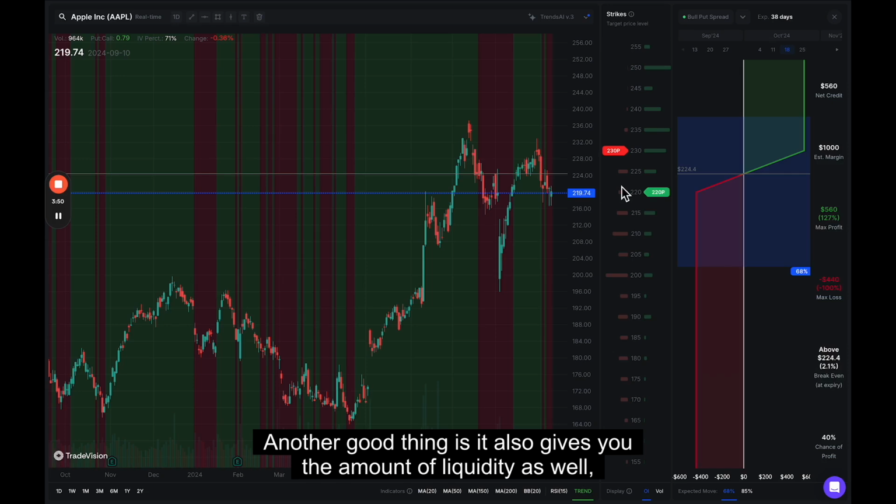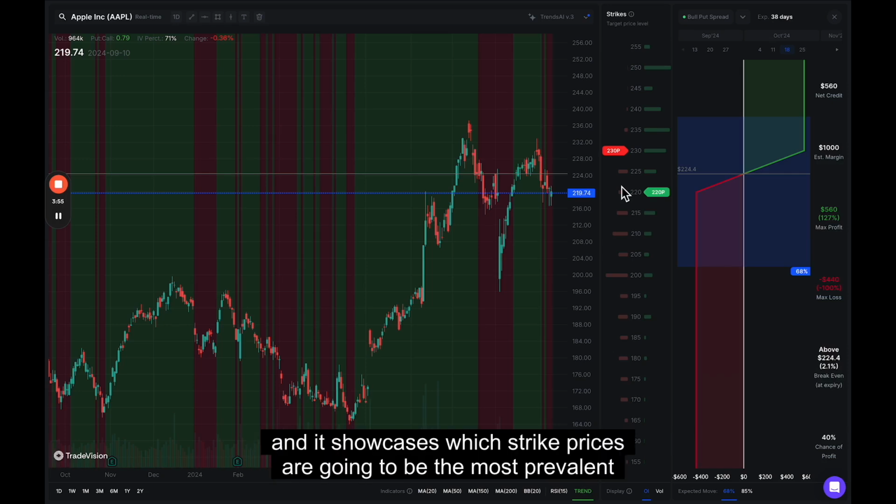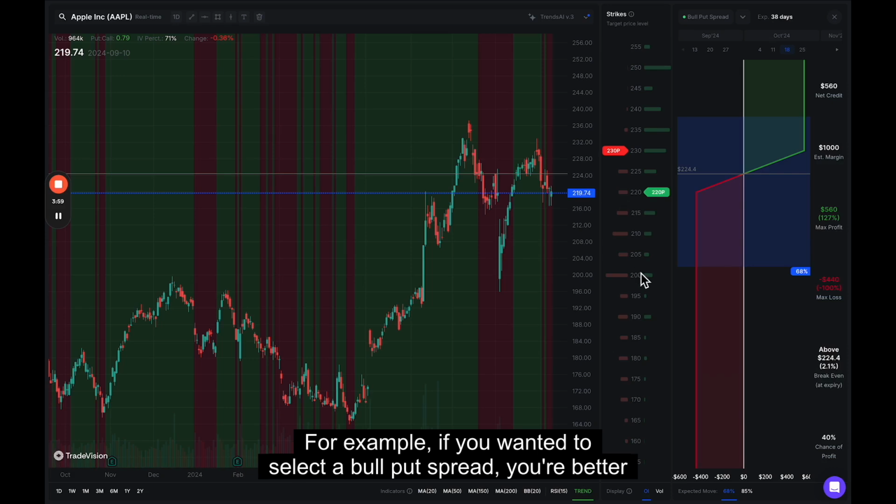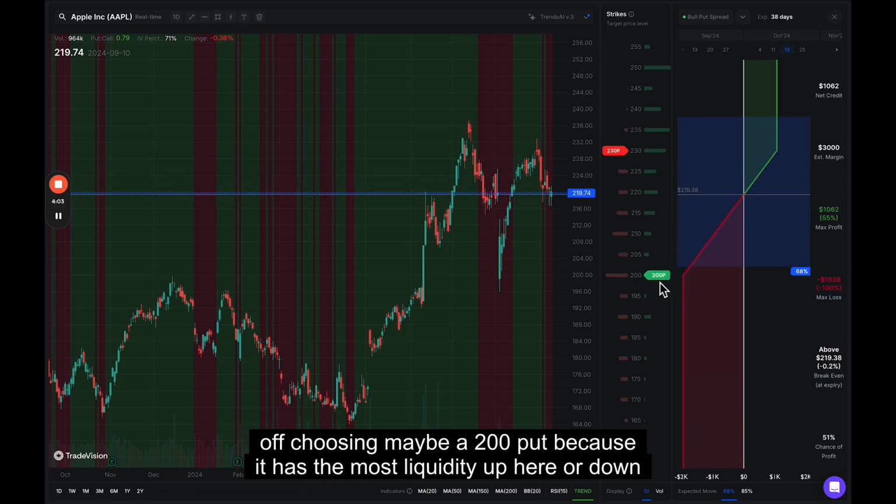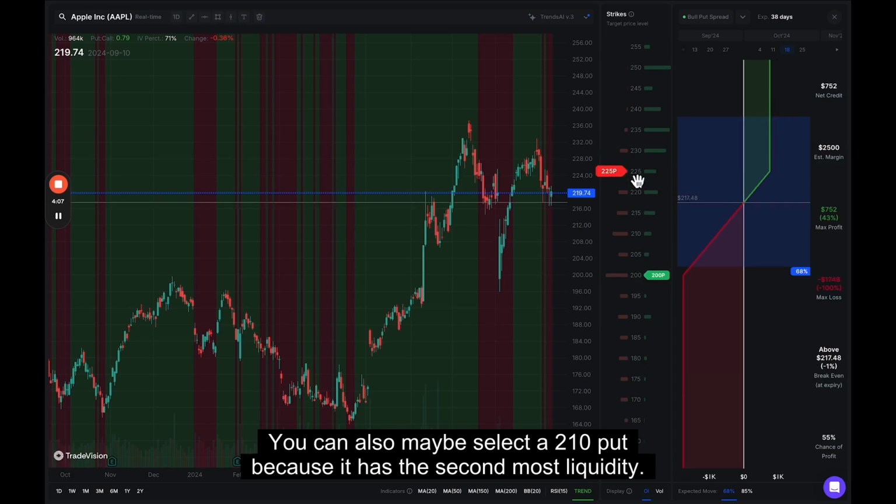Another good thing is it also gives you the amount of liquidity as well, and it showcases which strike prices are going to be the most prevalent when selecting your trades. For example, if you wanted to select a bull put spread, you're better off choosing maybe a 200 put because it has the most liquidity up here or down here, and you can also maybe select a 210 put because it has the second most liquidity.